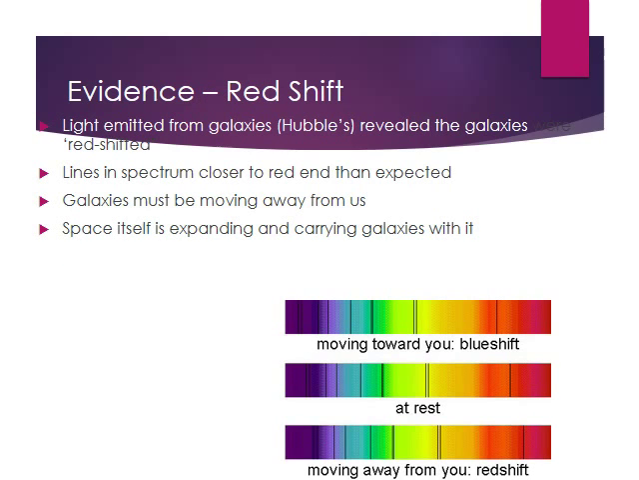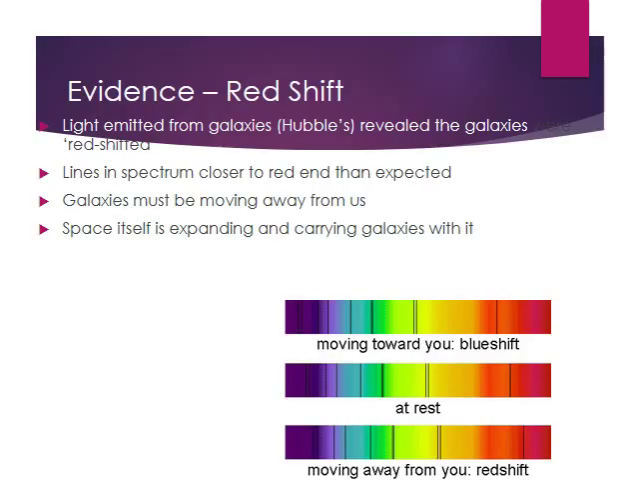Okay, so let's have a look at the evidence of redshift. We know that Hubble first stated that galaxies emit light, and if it's redshifted, then the galaxy is moving away from you. So what it means is that the lines in the spectrum are closer to the red end of the light than expected. And because of this, the galaxy must be moving away from us. Space is expanding itself and it's carrying the galaxies with it. It's not that the galaxies are moving through space that already exists.